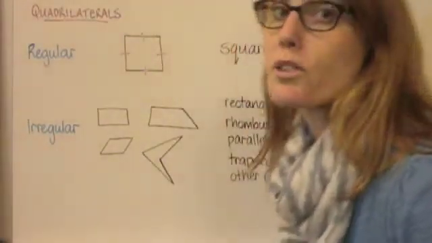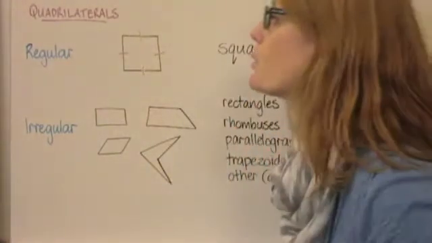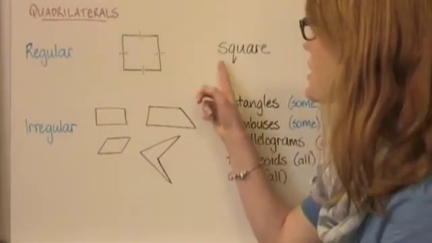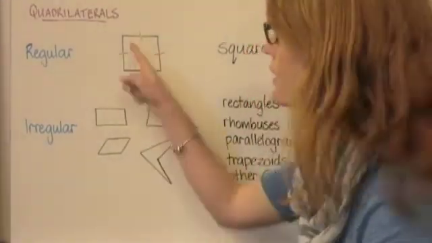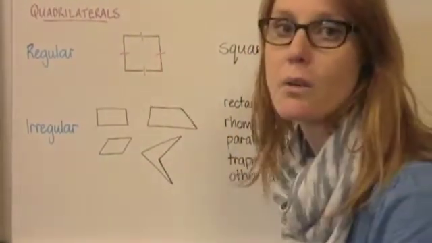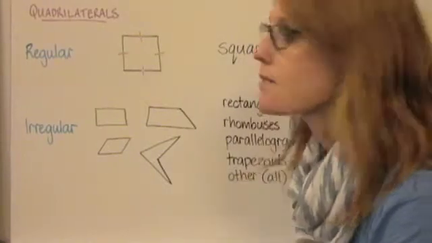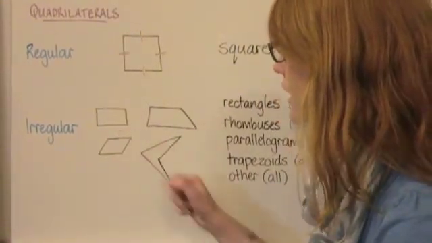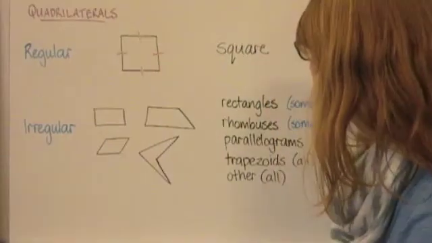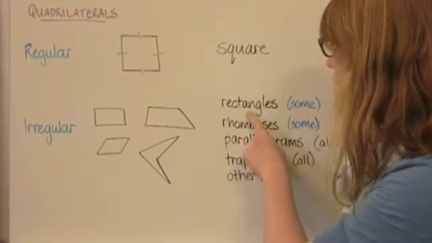In regards to quadrilaterals, the regular quadrilateral is a square. It looks like this. It has 4 sides of equal measure, and the angles inside are all equal. They are all equal to 90 degrees. Irregular quadrilaterals can look like this. Here are some examples. And that includes some rectangles.